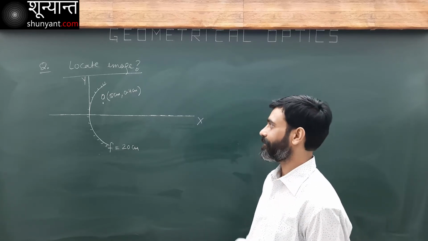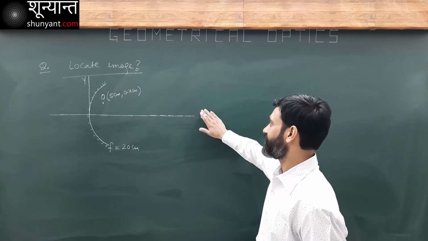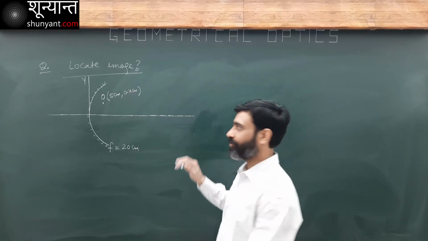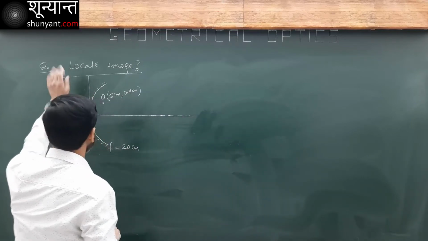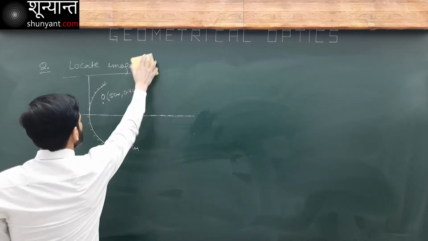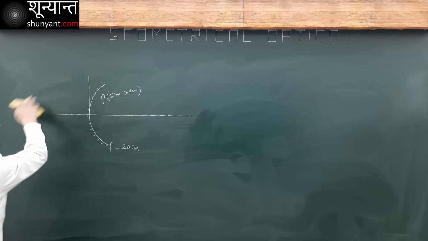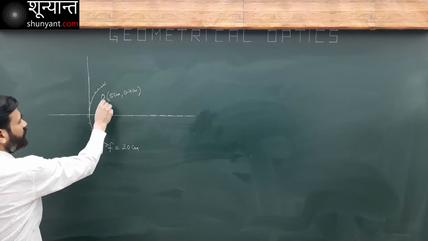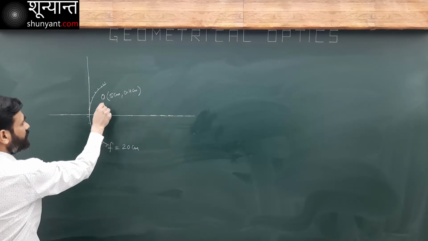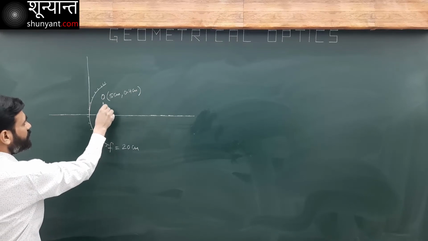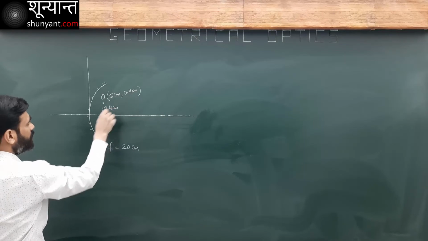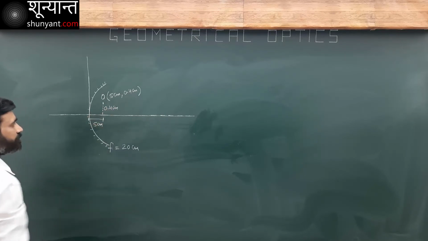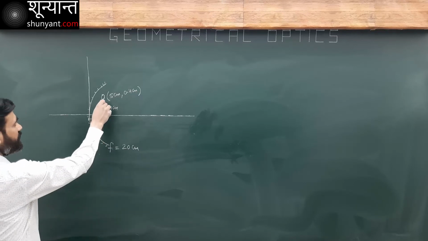Okay, let's see. Forget about the axis. The best thing is to forget about the axis. Later we are going to bring it back. What does this coordinate mean? That means this height is 0.4 centimeter and this distance from here to here is 5 centimeter. The object is kept here.